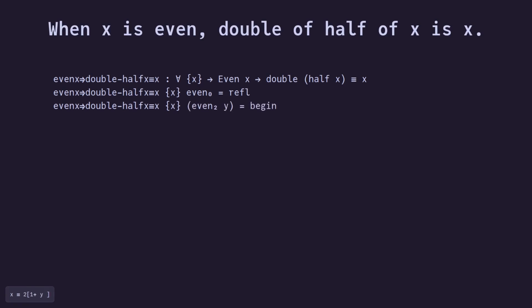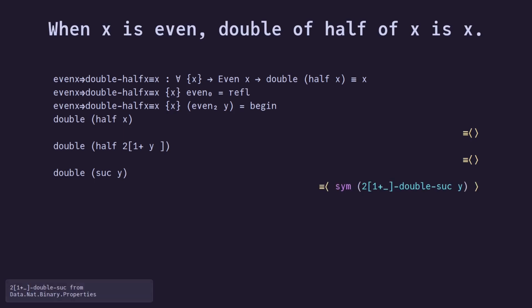Now in the second case, where the witness is of the form even 2 of y, what it means is that x is equal to 2 times 1 plus y, right? That is the definition of the even 2 constructor of the even data type. In such a case, we need to prove that double of half of x actually results in x. Because x is equal to 2 times 1 plus y, substituting x, we will get double of half of 2 times 1 plus y. From the definition of half, we know half of 2 times 1 plus y is suc y.